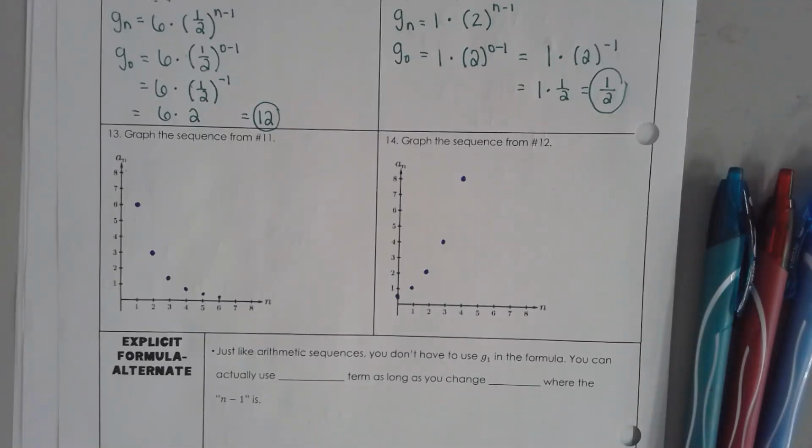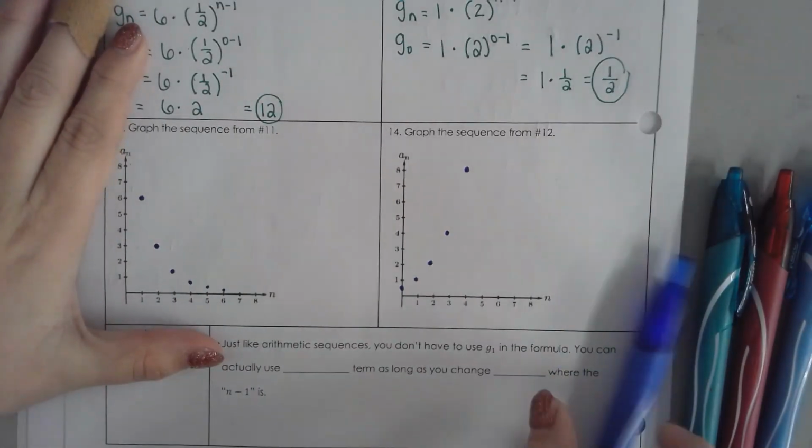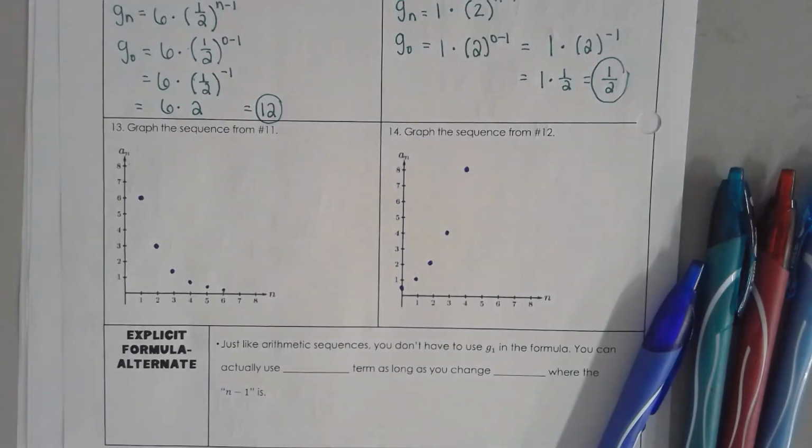So if you're just given this graph and told to tell me about it, you're going to know it's a sequence because you're going to know it's individual points. You're going to know it's geometric because it's not a straight line. It kind of curves down. So you could say this is a geometric sequence.